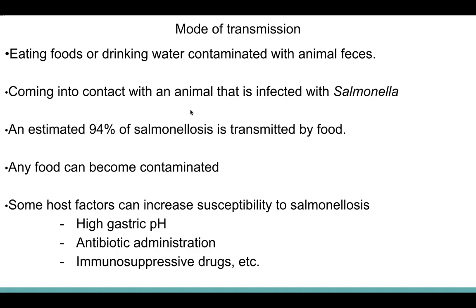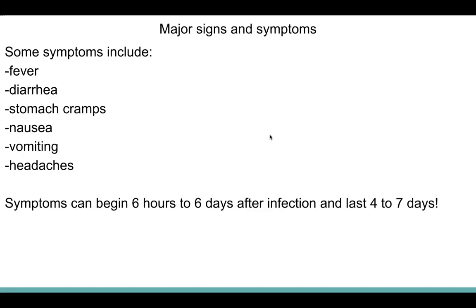pH. The idea behind this is that your normal gastric acidity is usually toxic to salmonella, so salmonella wouldn't be able to grow. Another factor is antibiotic administration. As we learned in class, antibiotics alter our normal intestinal microflora, and this could ultimately lead to opportunistic pathogens. And finally, people who are on immunosuppressive drugs, people who have HIV, and different things like this can also increase your susceptibility to acquiring salmonellosis.